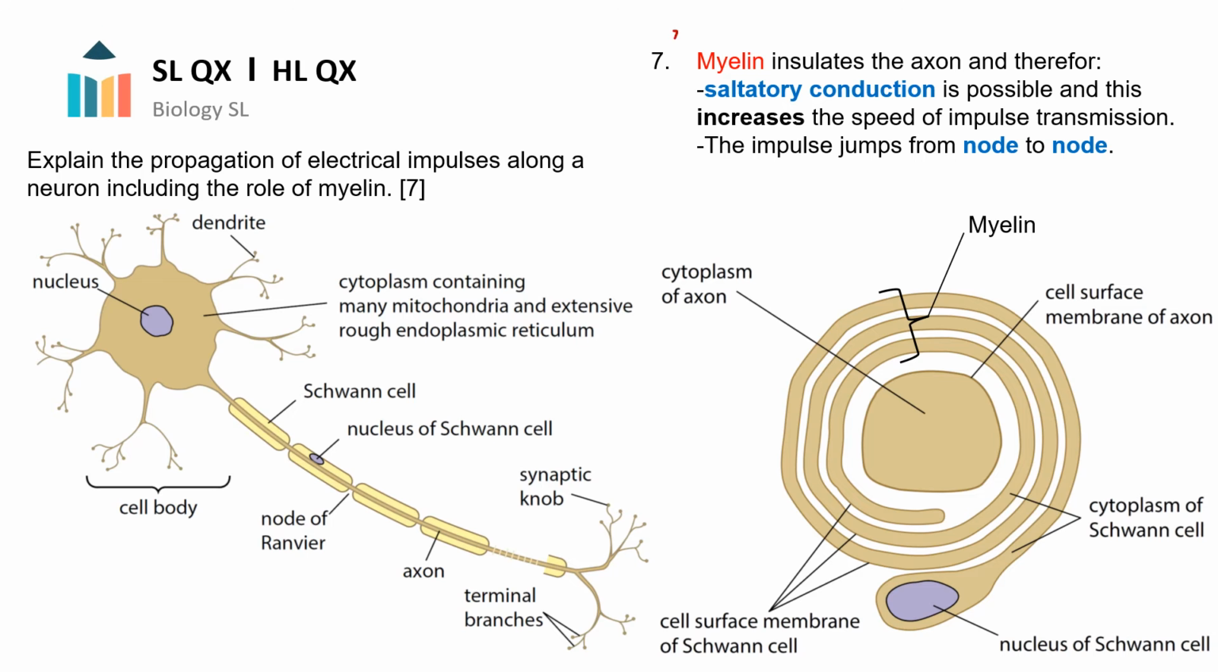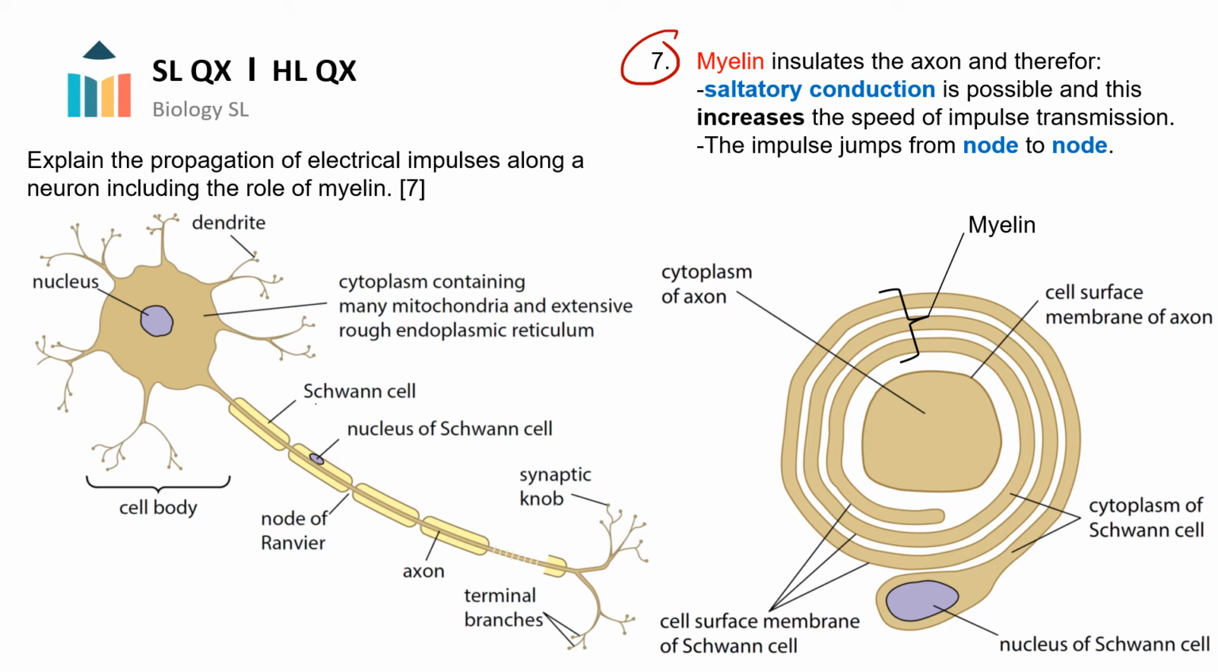So myelin insulates the axon, and therefore it increases the speed of the impulse transmission. That's called saltatory conduction, and the impulse is going to jump from node to node. So what is the myelin? What are these nodes of Ranvier?